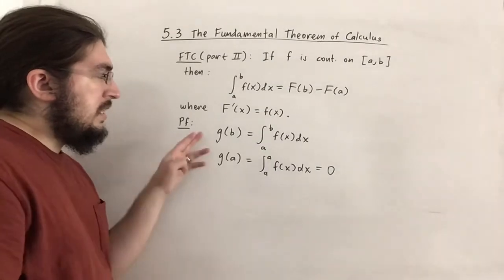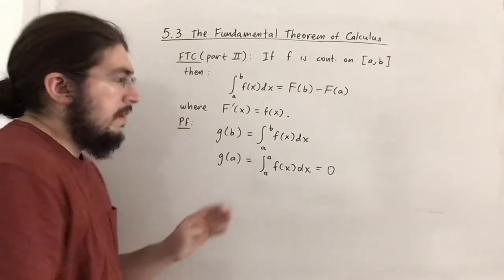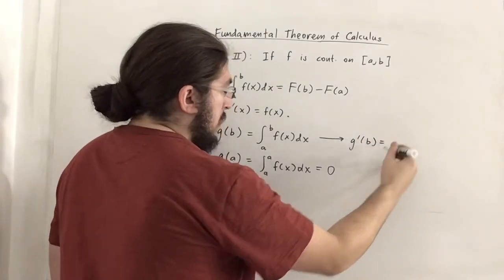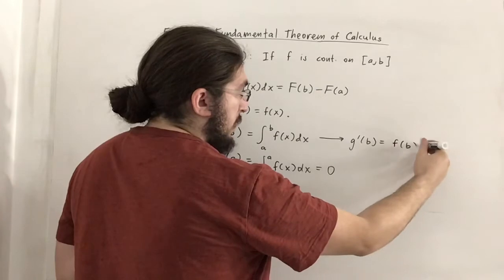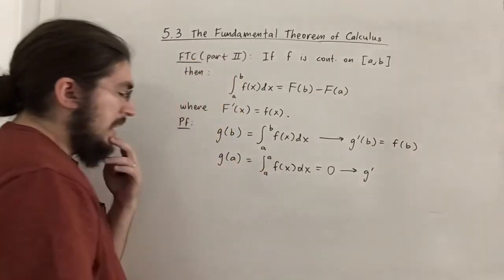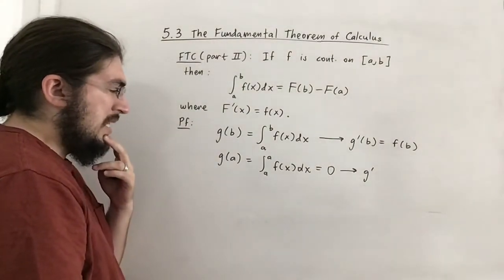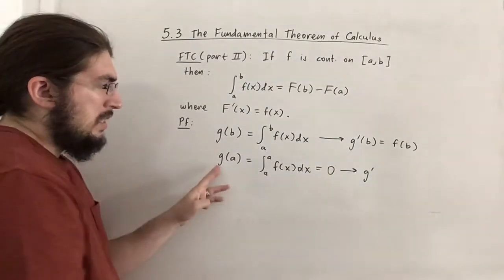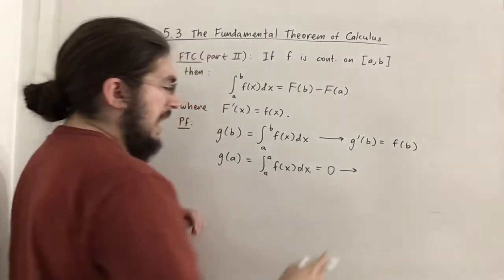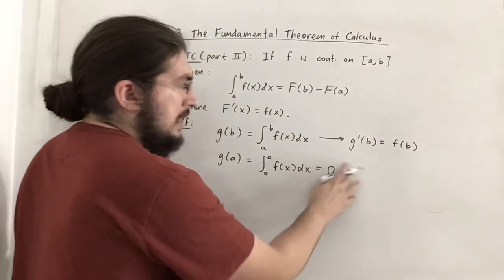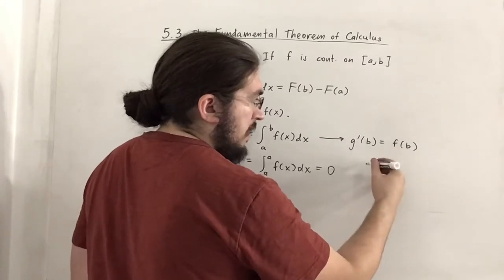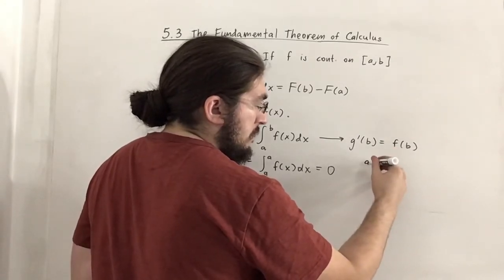Also notice that from the first part of the fundamental theorem, g prime of b is going to be equal to f evaluated at b. Similarly, g prime of a, I guess this part isn't as important because it's going to be 0. Since g of a is 0, g prime of a is going to be 0. So that part I don't think is as important. But let's see. If this is the case, this means that g is an antiderivative of f.